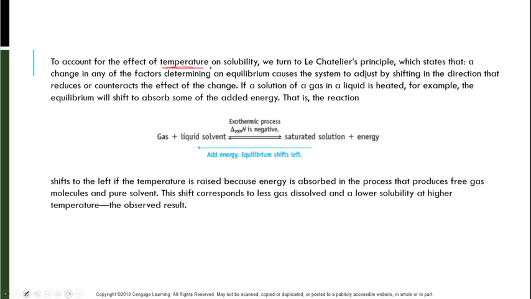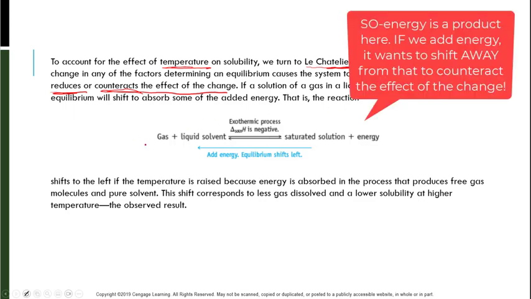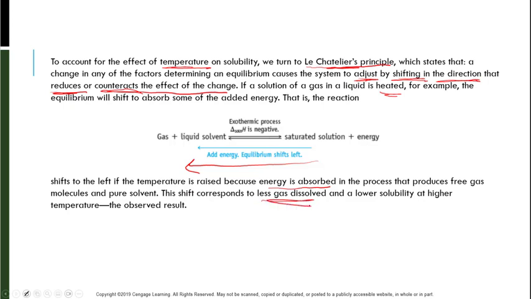Now let's account for the effect of temperature on solubility. We turn to Le Chatelier's principle, which states that a change in any of the factors determining an equilibrium causes the system to adjust by shifting in the direction that reduces or counteracts the effect of the change. If a solution of a gas in a liquid is heated, for example, the equilibrium will shift to absorb some of the added energy. So we could then say, if I increase temperature, that means we will shift left. And it will shift left because energy is absorbed in the process that produces free gas molecules and pure solvent. That shift corresponds to less gas dissolved and a lower solubility at higher temperatures.